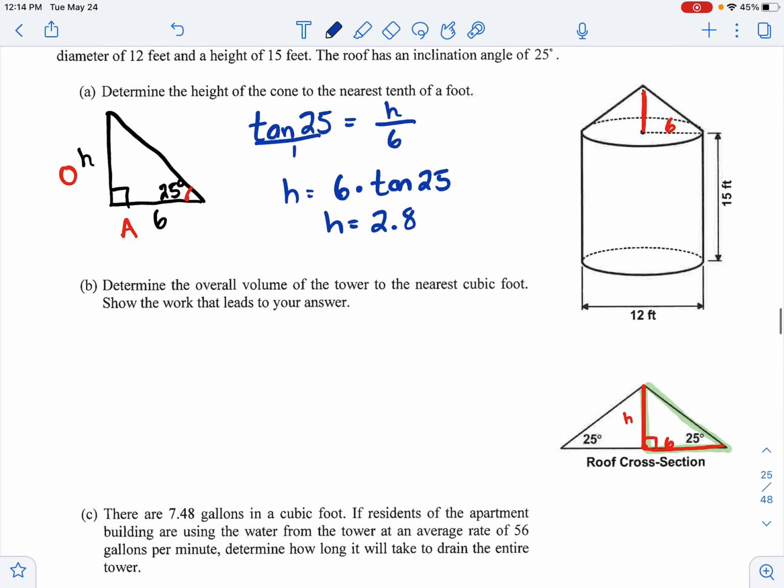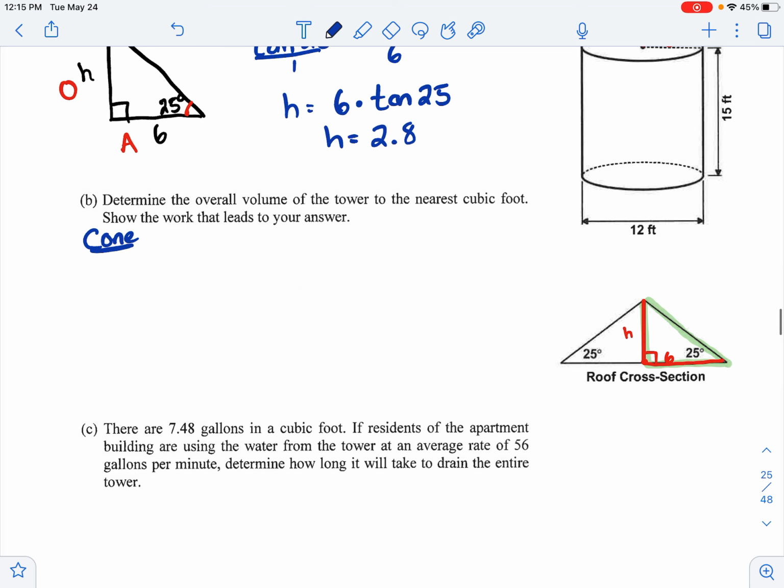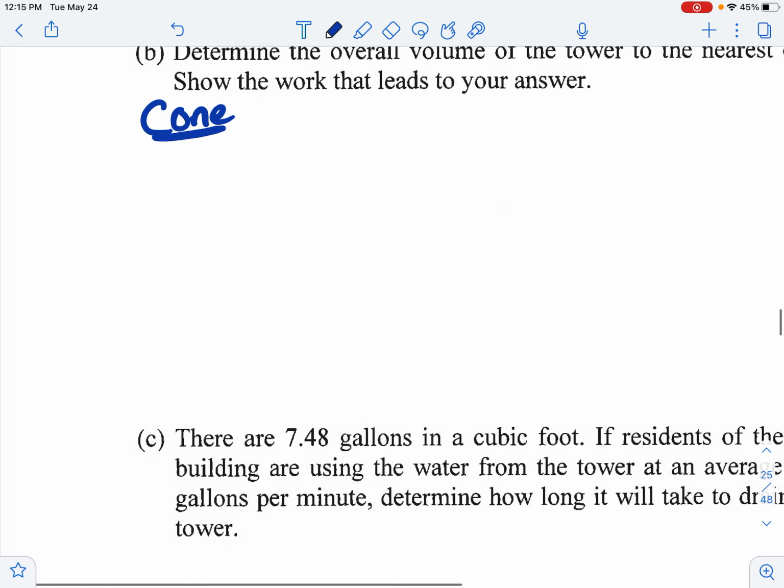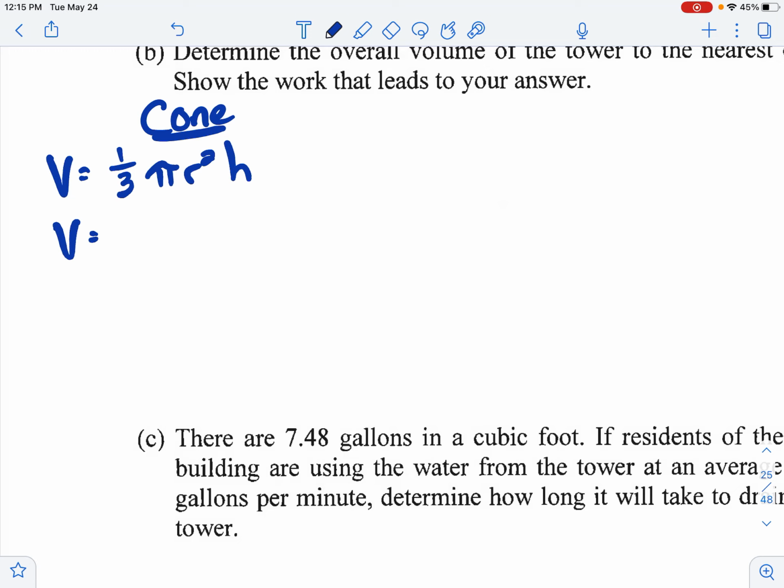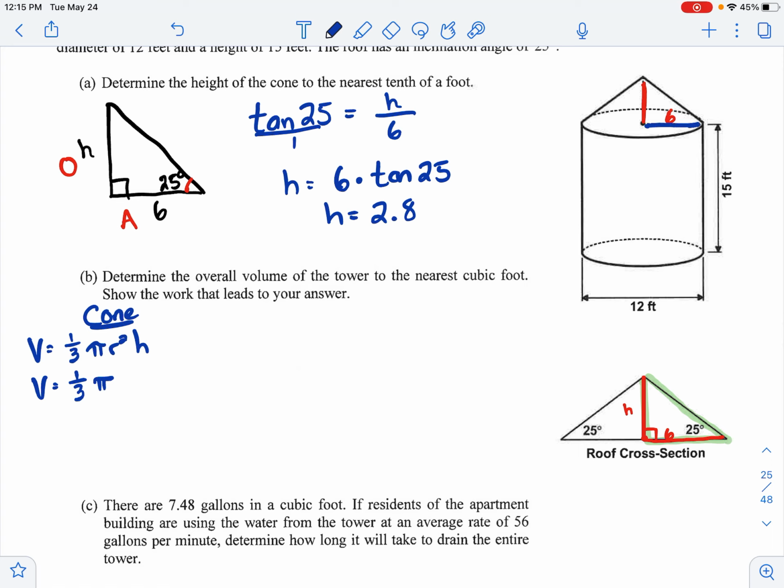Okay. Now it's asking us for the volume of the tower. The tower is made up of a cone and a cylinder. Okay, so the cone. The volume of a cone is 1/3 pi r squared h. Okay, the radius is right here. That's going to be 6. And we just solved for the height, which was 2.8. Let's use our rounded answer of 2.8.